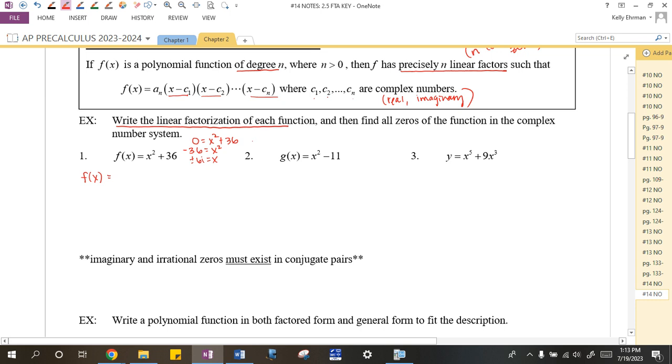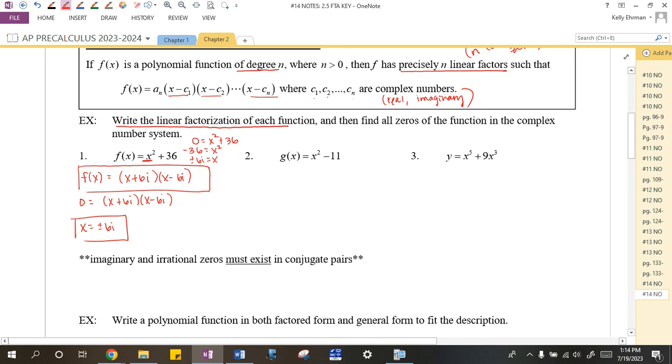So to write the linear factorization, I just say, well, there's a 1 in front of the x squared, so I don't have to put anything out in front here. It's going to be x plus 6i, x minus 6i. That's the linear factorization of the function. And I kind of did this in a backwards order. I found the zeros first for this one, and then wrote the factorization. But to find all the zeros, that would mean that 0 equals x plus 6i, x minus 6i. So we're saying the zeros are plus or minus 6i. So whether you find the zeros first or you write the linear factorization first, it doesn't really matter as long as you know which is which.